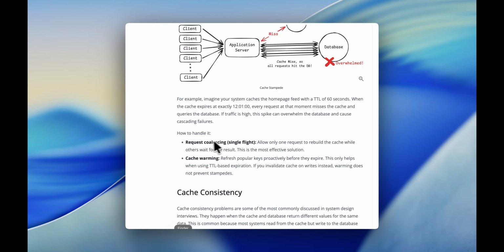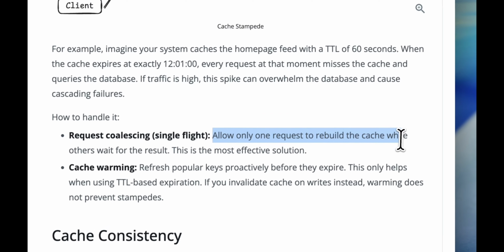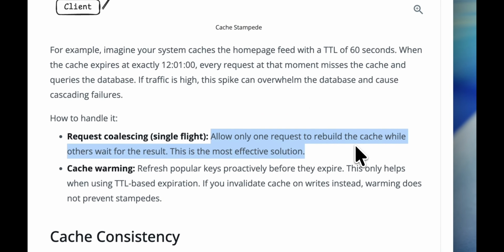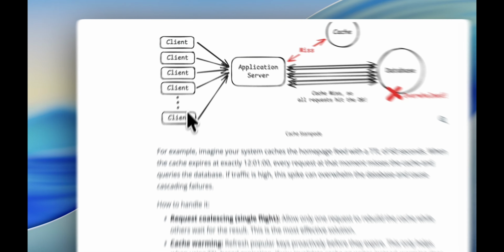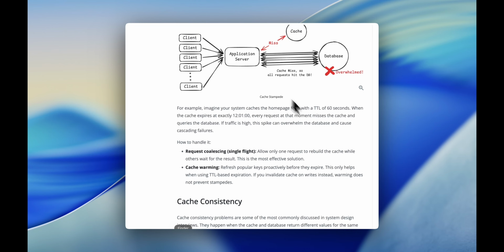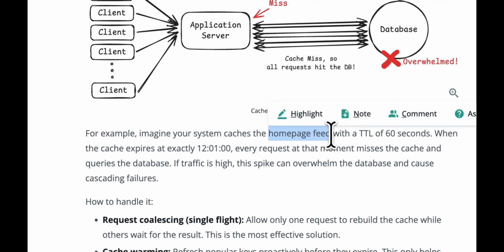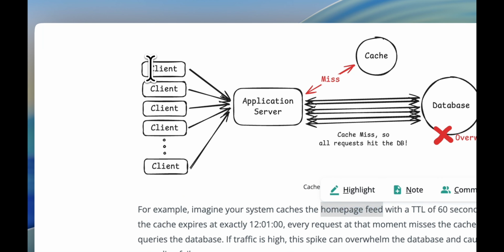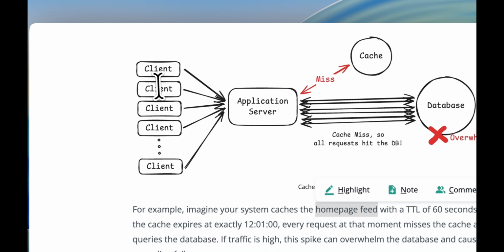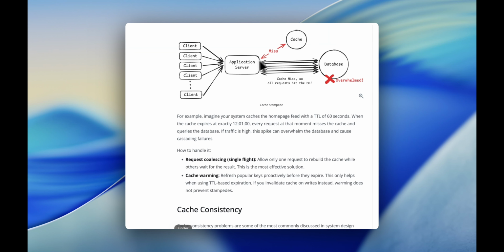You can handle this with request coalescing. In this, only allow one request to rebuild the cache while others wait for the result. This is the most effective solution. Like 100 users try to access your application server to watch the home page feed. And now you just give access to one user to update the cache, and the rest of the 99 users should wait until the cache is built.